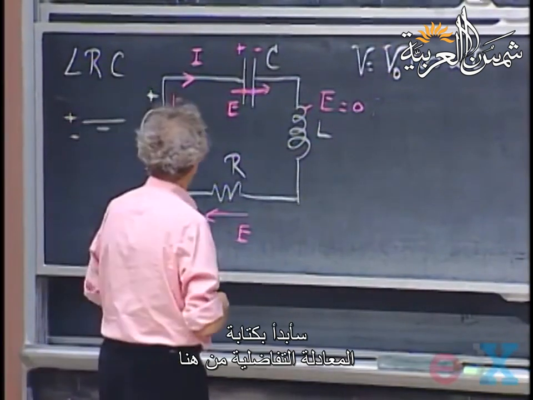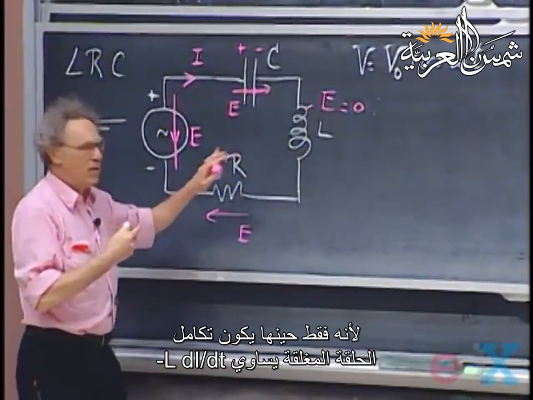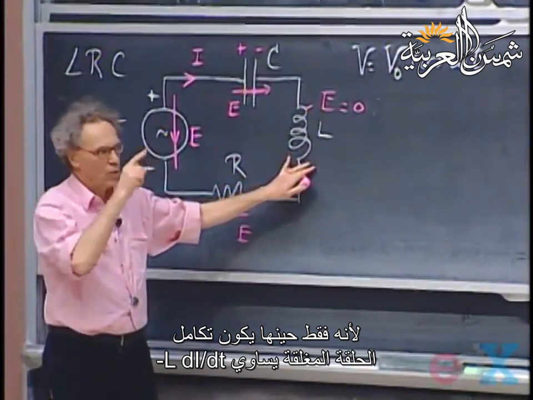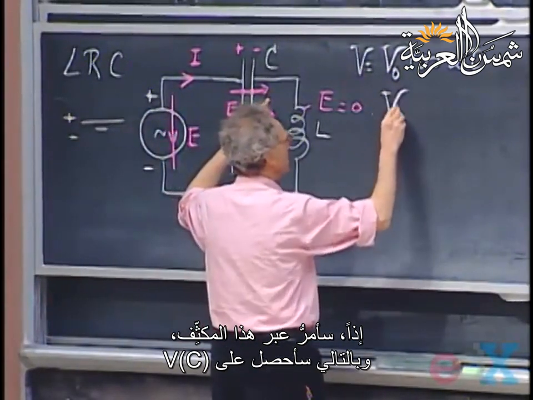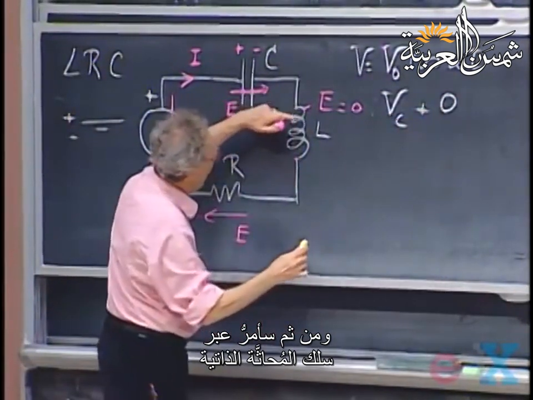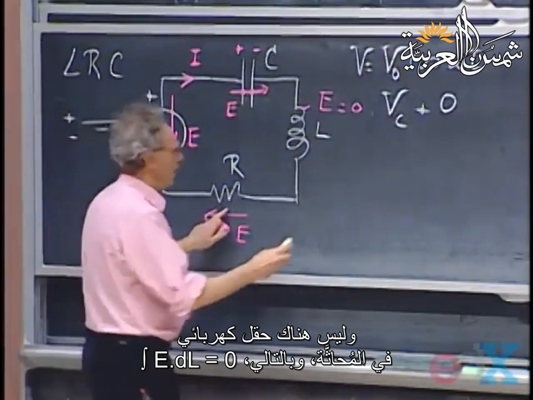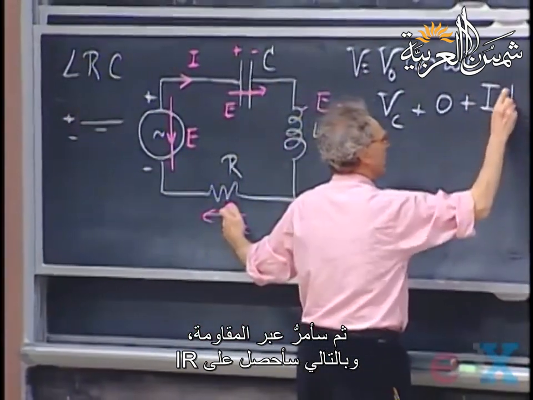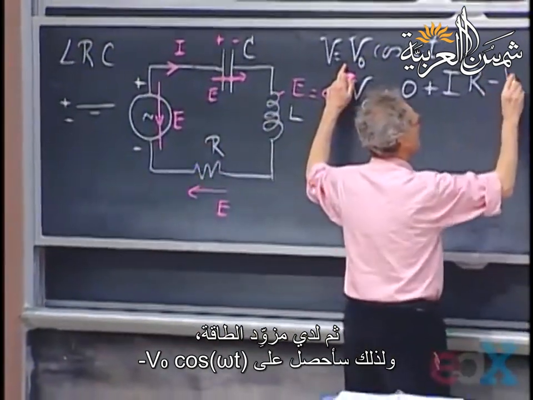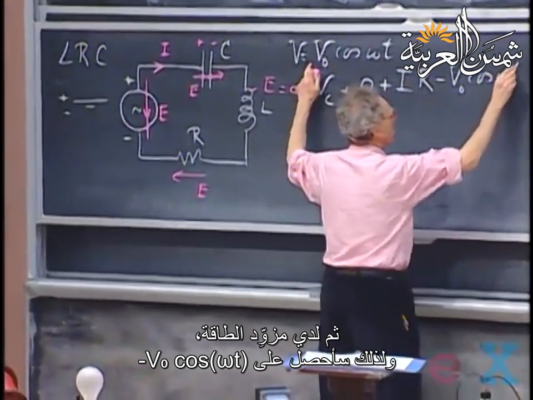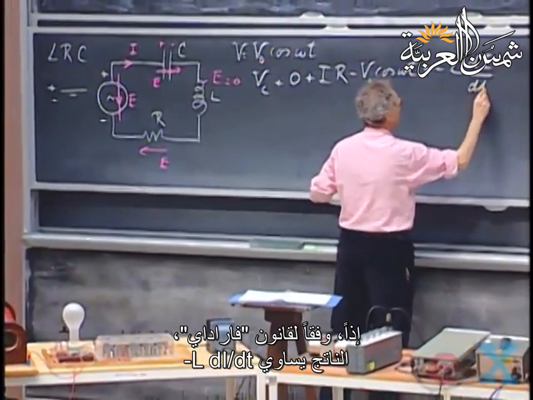So if I set up the differential equation, I start here. I always go in the same direction as I, because only then is the closed loop integral minus L dI/dt. So I go over this capacitor, that is V of C. Then I go through the wire of the self-inductor. There is no electric field, so the integral of E dot dl there is zero. Then I go through the resistor, so I get IR. And then I have my power supply, so I get minus V0 cosine omega t, and that, according to Faraday's law, equals minus L dI/dt.